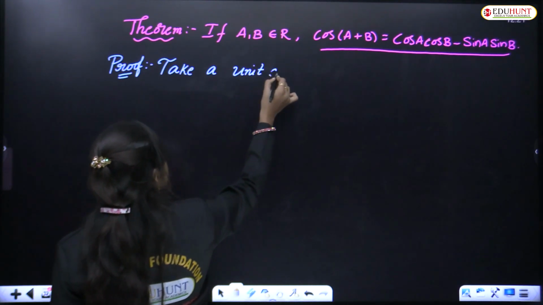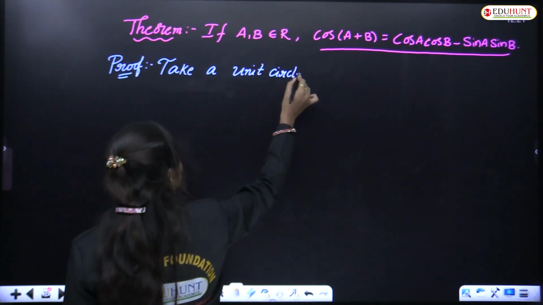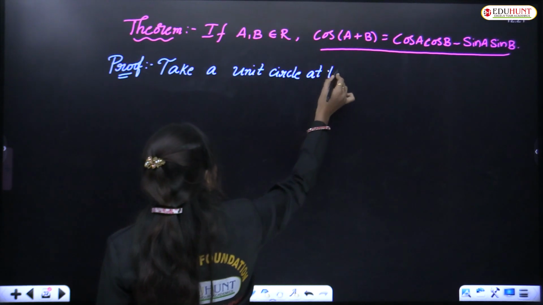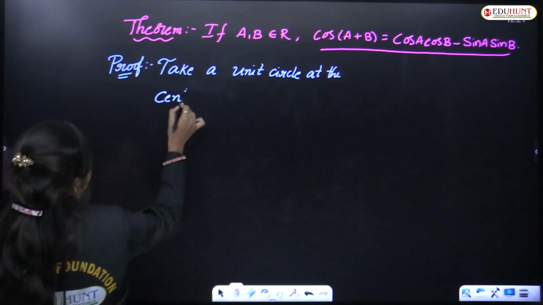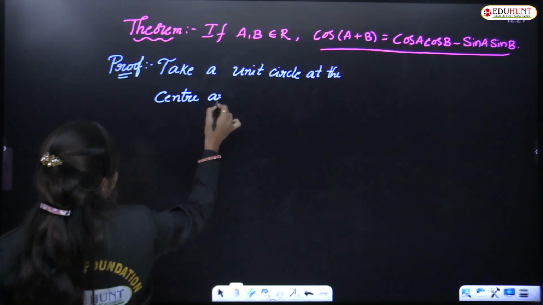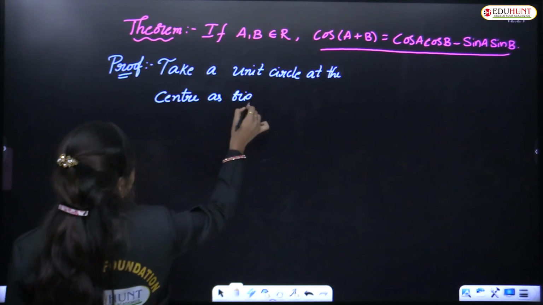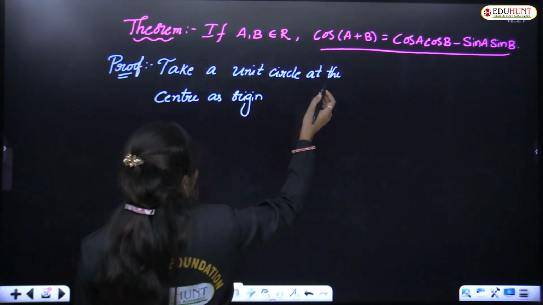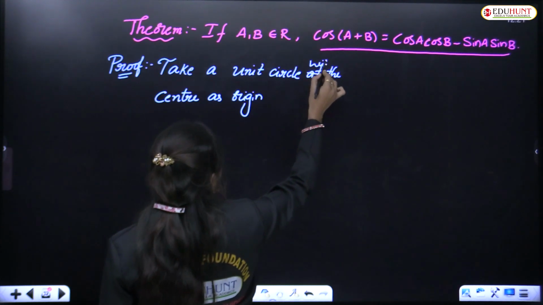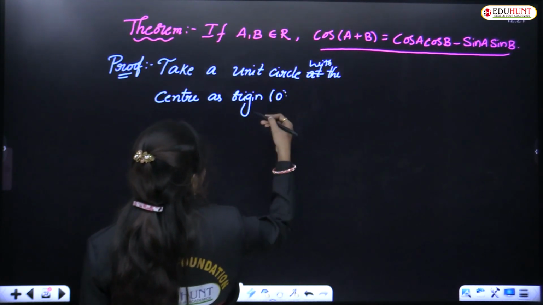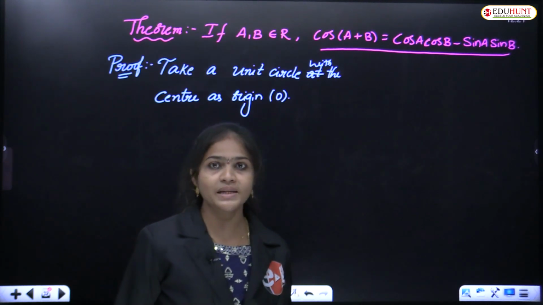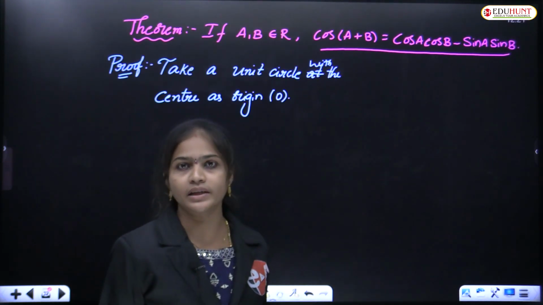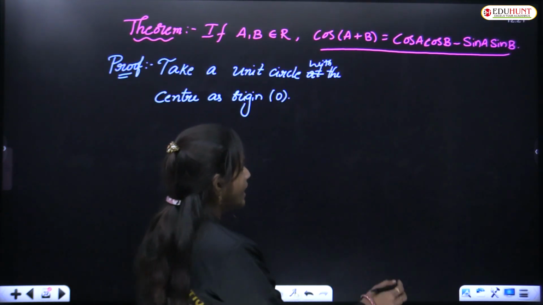Take a unit circle with the center as origin O. Okay, so take a unit circle. Unit circle means here the radius is 1 unit. The radius is 1 unit.